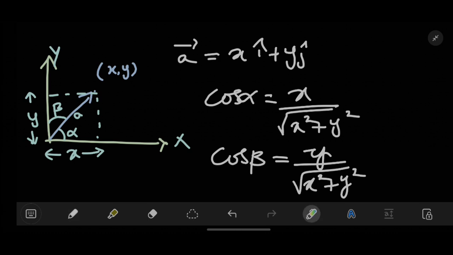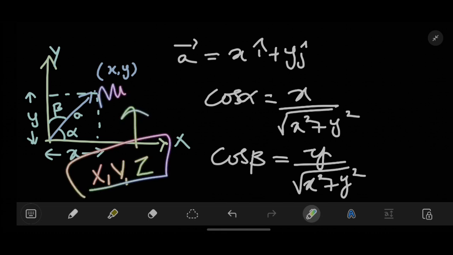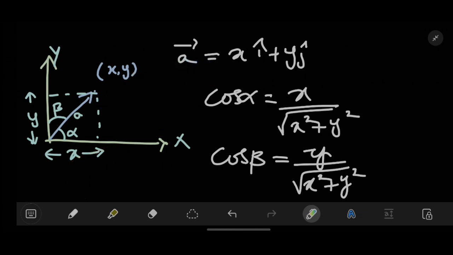That means here x-axis and y-axis both are perpendicular to each other. That means the angle between any two axes is 90 degrees. That means x-axis, y-axis and z-axis, these three are mutually perpendicular. Remember this point, these are mutually perpendicular. That means x-axis is perpendicular to y-axis, y-axis is perpendicular to z-axis, z-axis is perpendicular to x-axis as well. Okay, I hope this is clear.